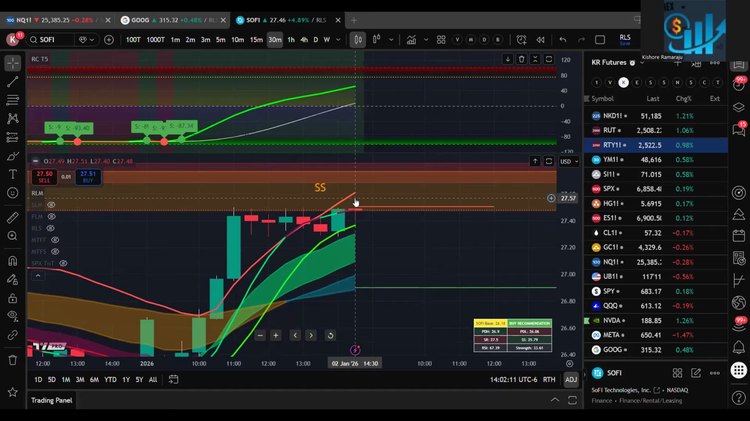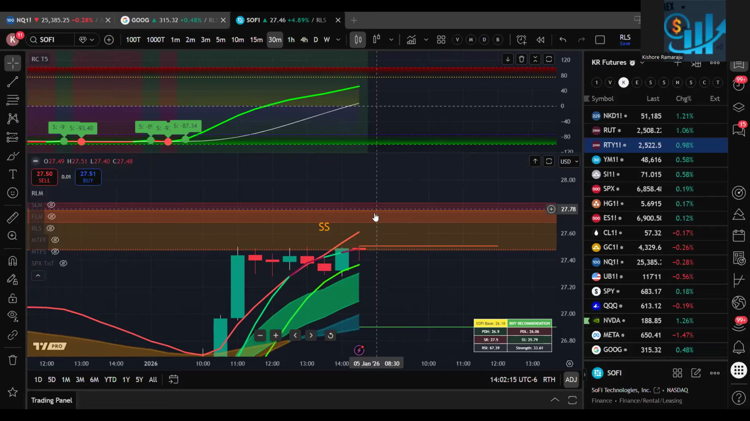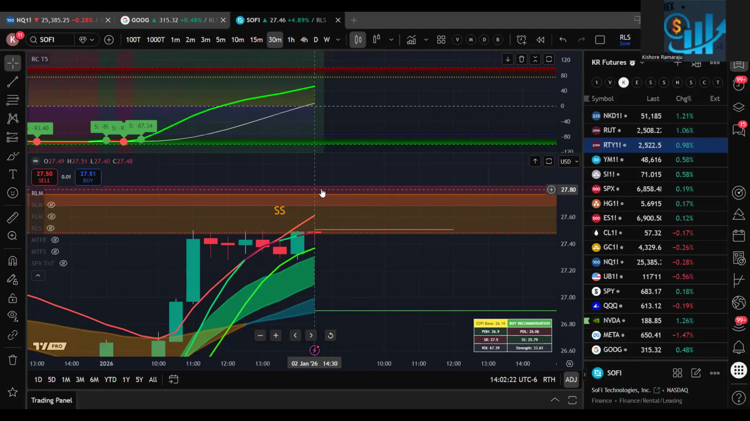As of now, it is still bullish. This is where you have sellers around 27.8, where we have a lot of sellers. So it may go all the way to 27.8 and then we'll see a reversal tomorrow.